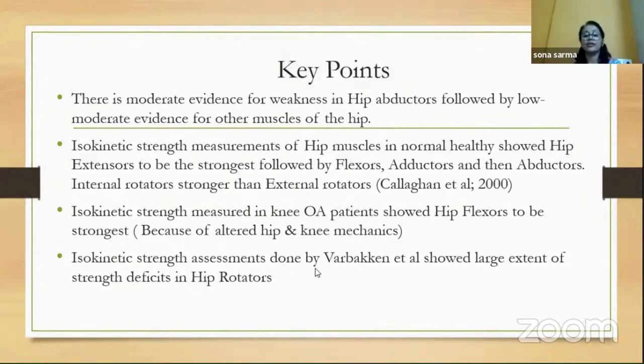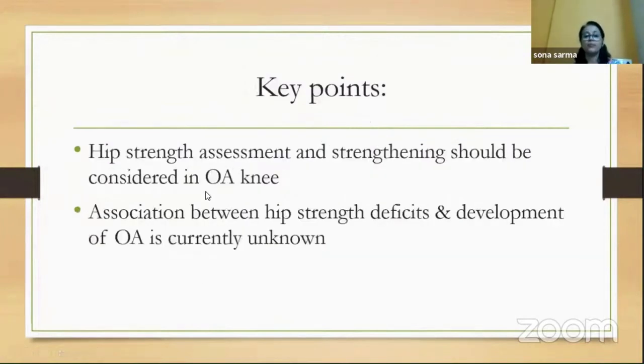The isokinetic strength assessment done in that 2019 study showed a large extent of strength deficits in the hip rotators. So basically, hip strength deficits are plainly seen in knee OA patients, and assessment and strengthening should be considered in OA knees. However, the association between hip strength deficits and development of OA is currently unknown. It is basically the chicken and egg question, whether the hip strength deficit came first or the knee OA development came first. The evidence is conflicting so far, or rather not yet strong.